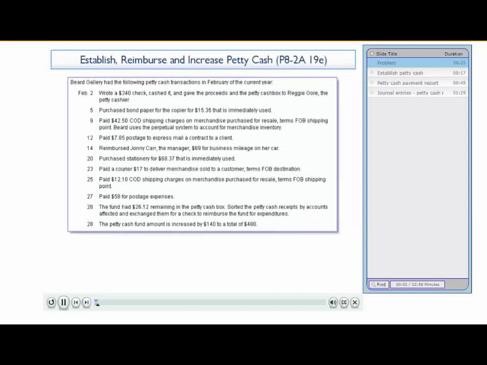Beard Gallery had the following petty cash transactions in February of the current year. And down below you see that there were, it looks like about 12 different transactions. So I'll read the first one.